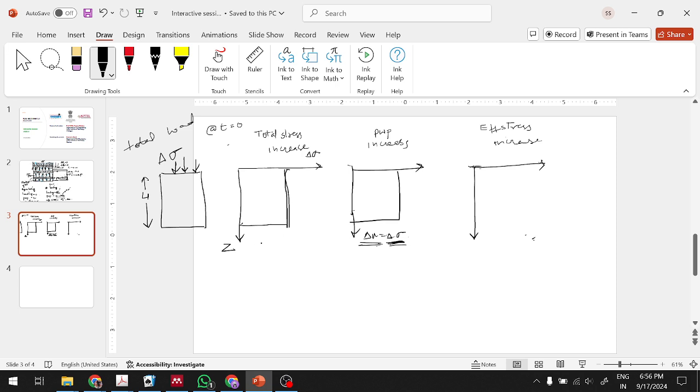and as a result, total stress is equivalent to sigma, this plus this. So the total change will be this total delta sigma. This is delta U. This is delta sigma dash.